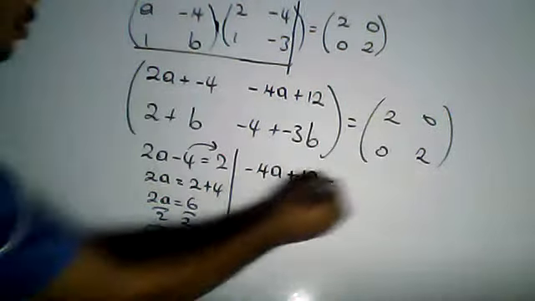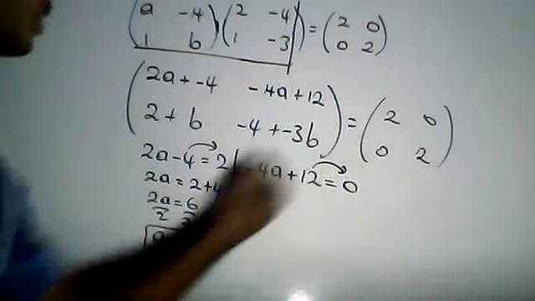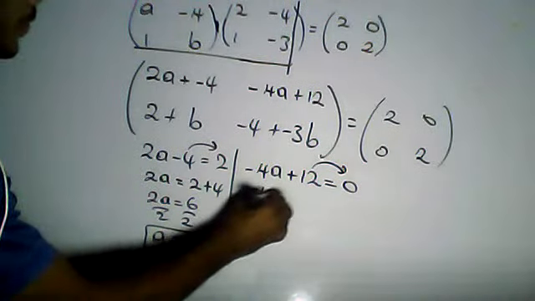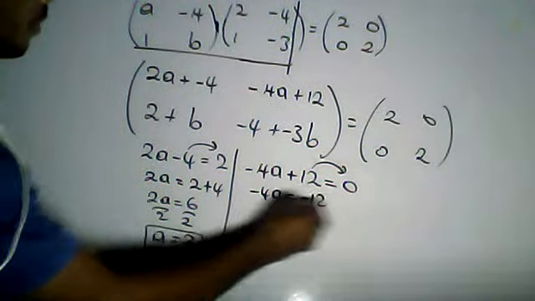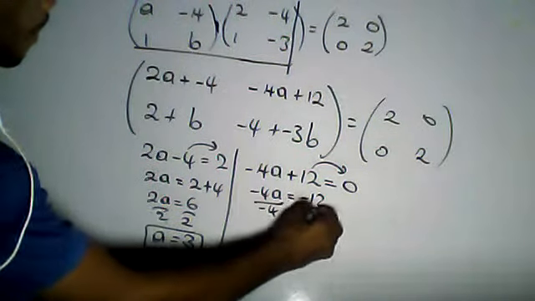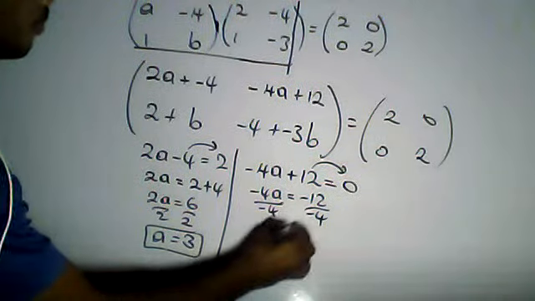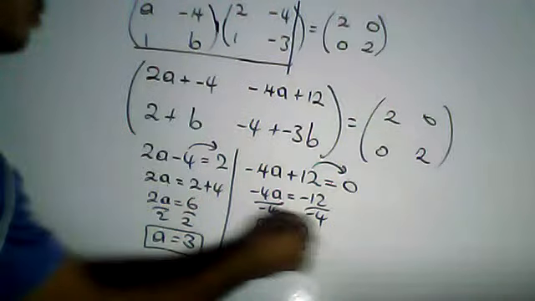So I'm going to bring over the positive 12 to turn negative. So we have minus 4A equal to negative 12. Divide both sides by negative 4. A would be equal to 3. See it? Same variable, same value.